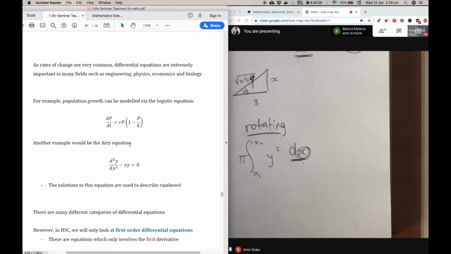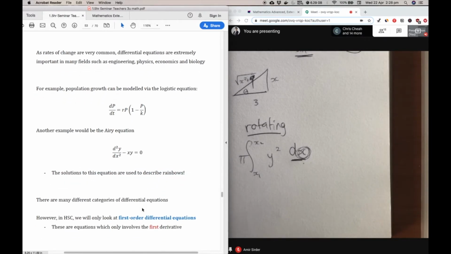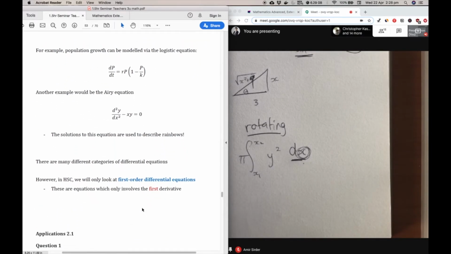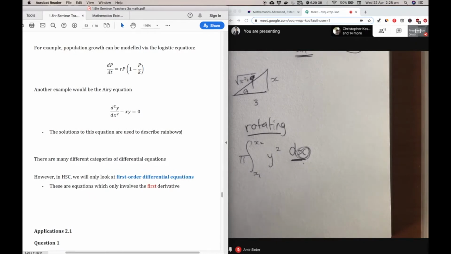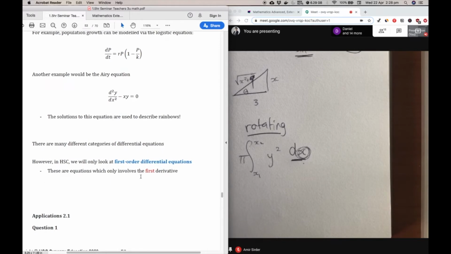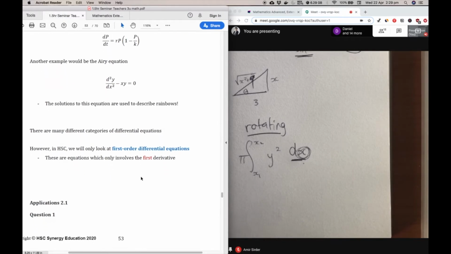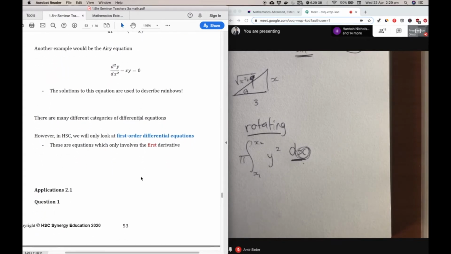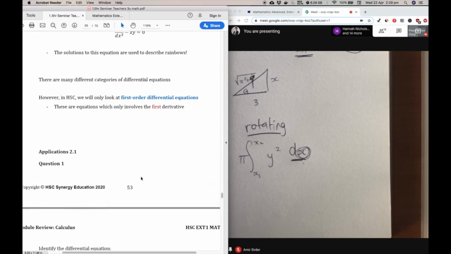Another example would be the Airy equation, which isn't really in the syllabus, so I'm not going to go into it. It's actually a second order differential equation, and this is actually what they use to work out the curvature of rainbows. So that's kind of cool. There's so many differential equations, and when you guys start university, you'll spend your first year learning differential equations, and it's going to get messy. So I'm glad that you guys are practicing basic ones now.